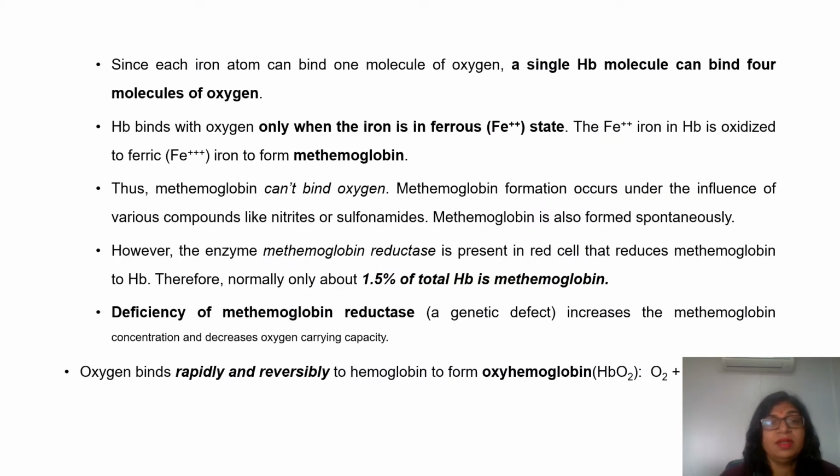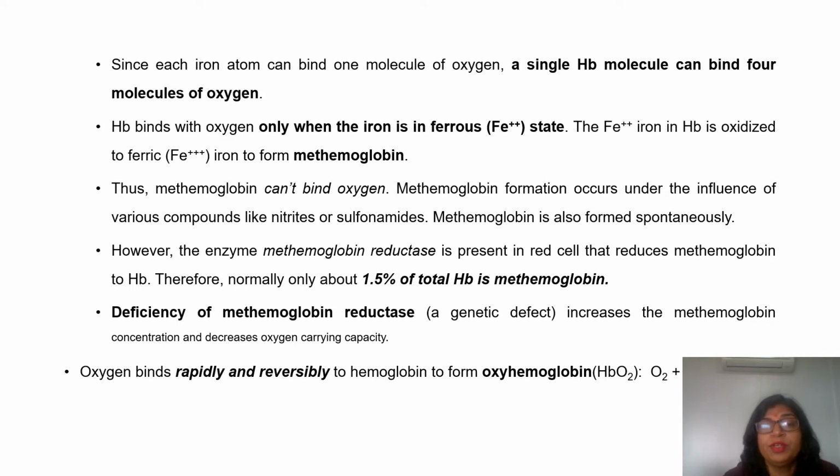Since each iron can bind one molecule of oxygen, a single hemoglobin molecule can bind 4 molecules of oxygen. Hemoglobin binds with oxygen only when iron is in ferrous form. You have already seen that iron is in ferrous form. The ferrous iron in hemoglobin is oxidized to ferric iron to form methemoglobin. Thus methemoglobin cannot bind oxygen. Methemoglobin formation occurs under the influence of various compounds like nitrites or sulfonamides.